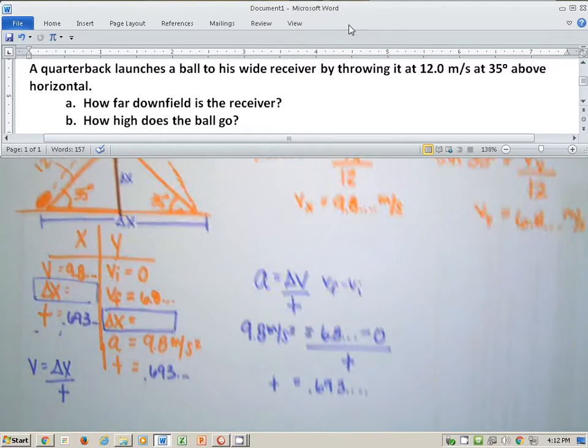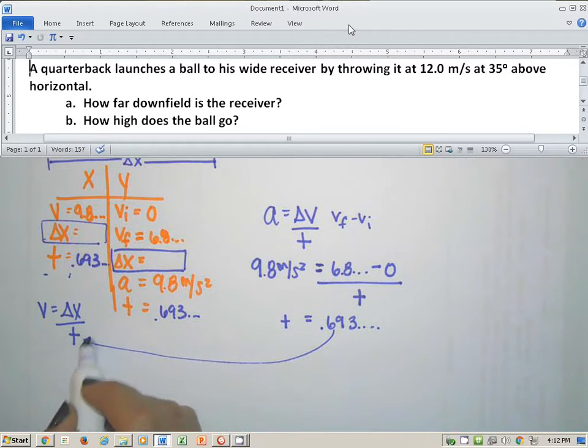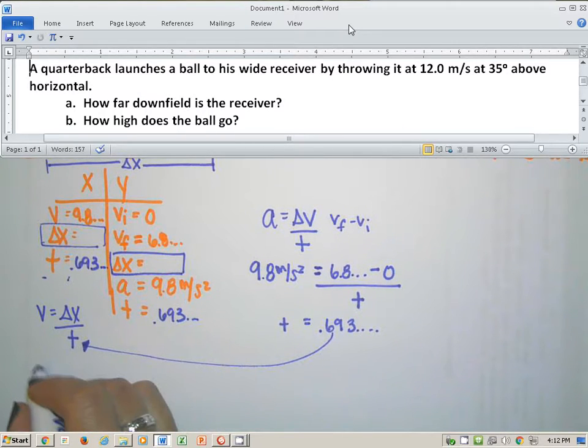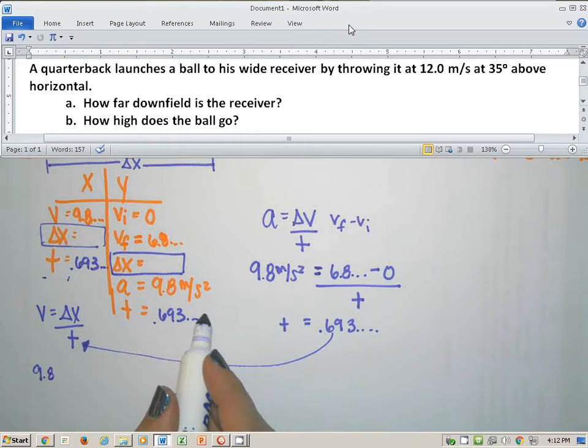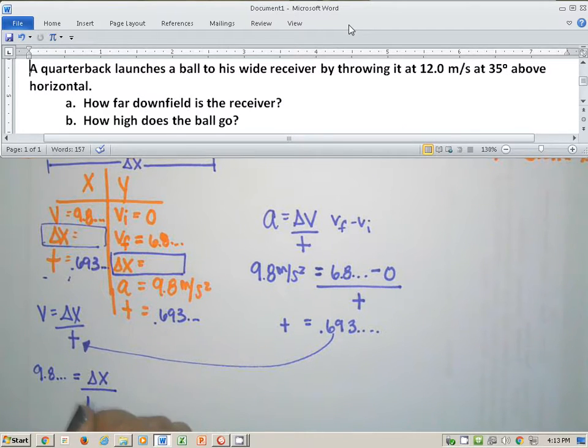And I'm going to take this over here, and I'm going to plug this t in right there. I have the v on that side. It's 9.8. It just so happens to be the velocity. It's a coincidence. It won't always work that way. I did not choose the acceleration due to gravity. Okay, that was a whole bunch of digits in my calculator. That's going to be equal to delta x over a time of 0.693 and a bunch of digits.